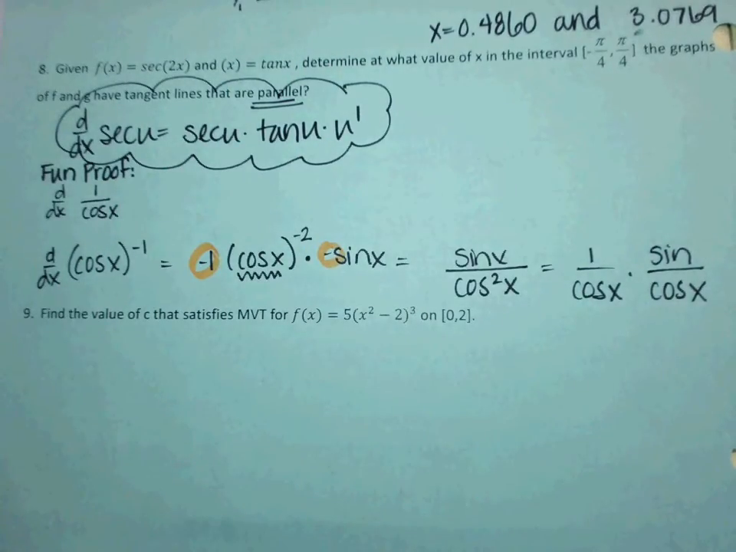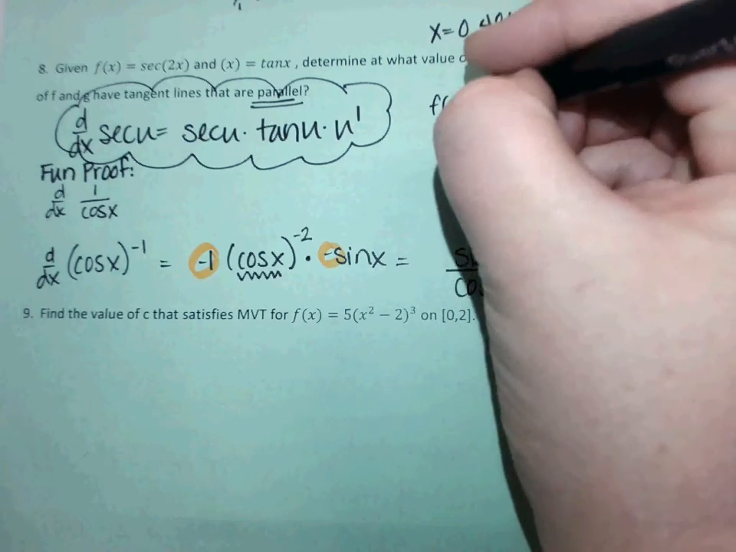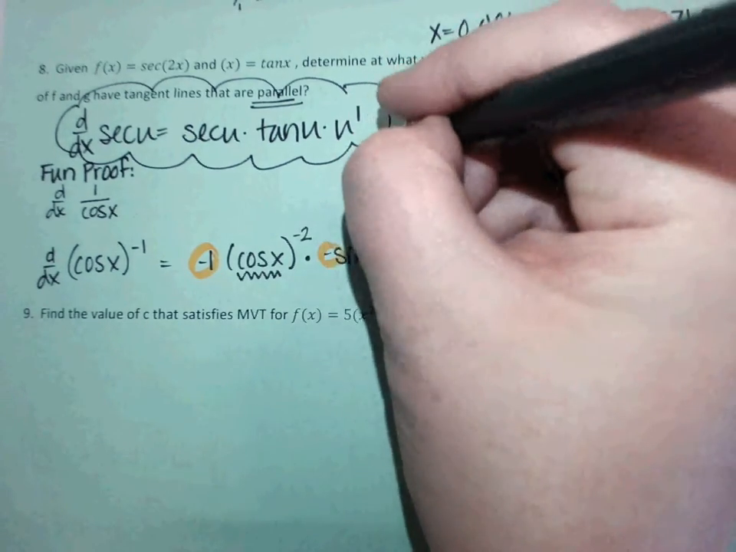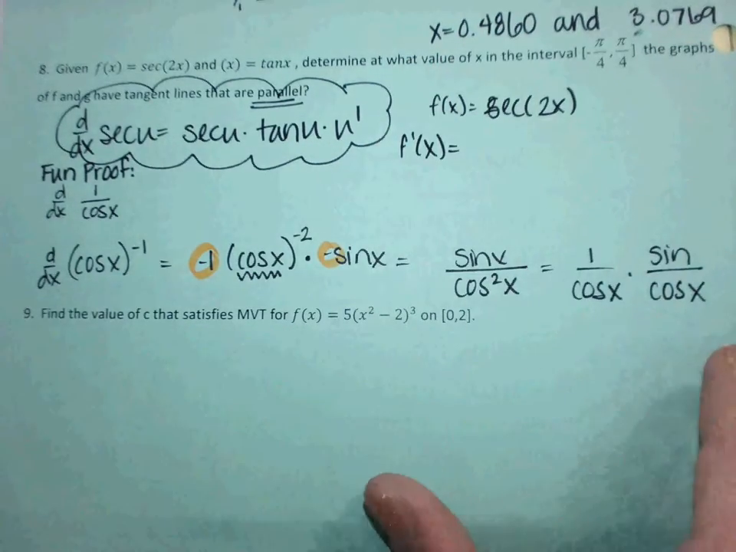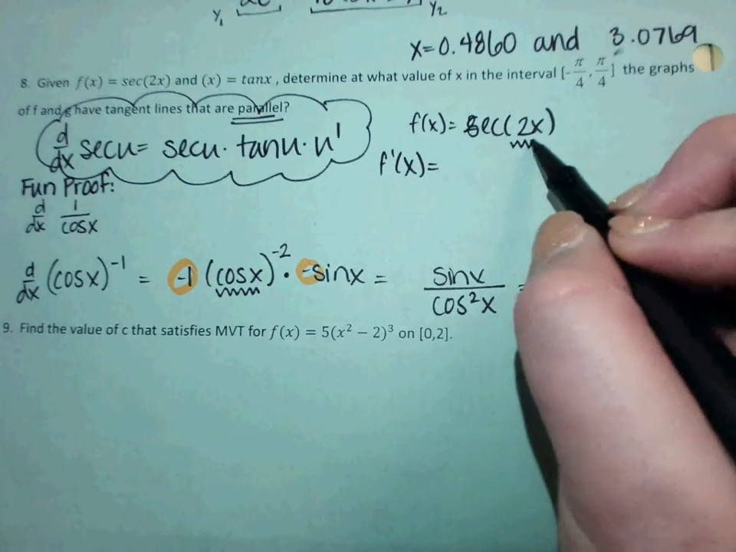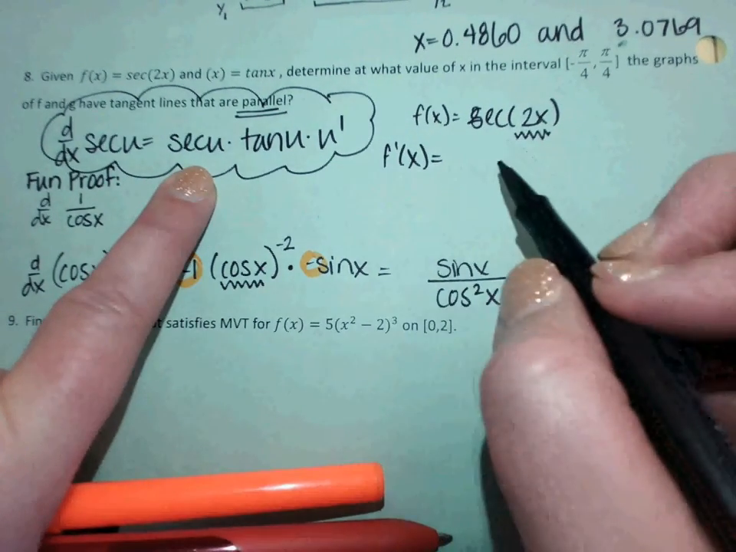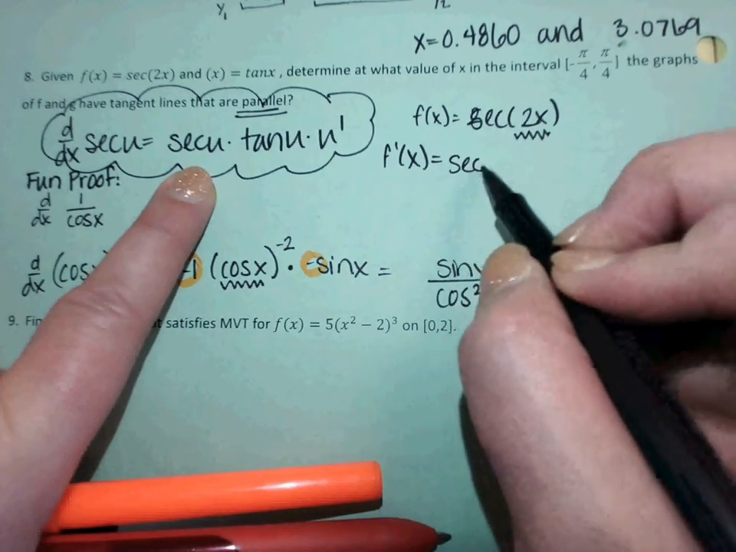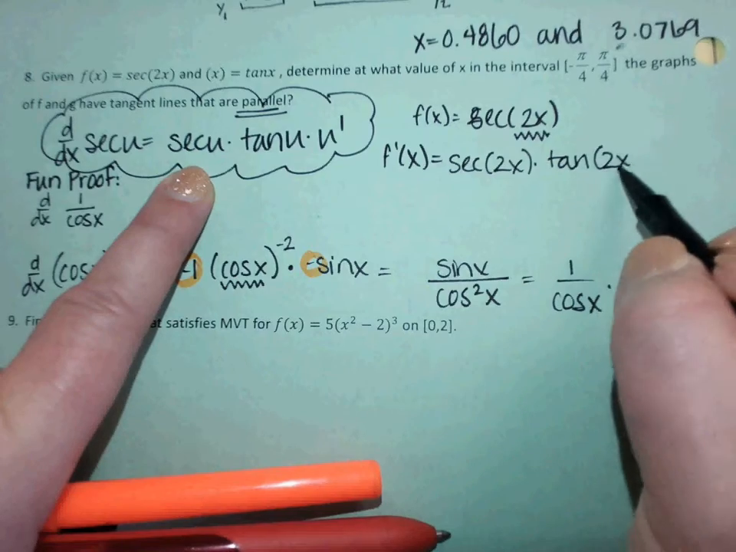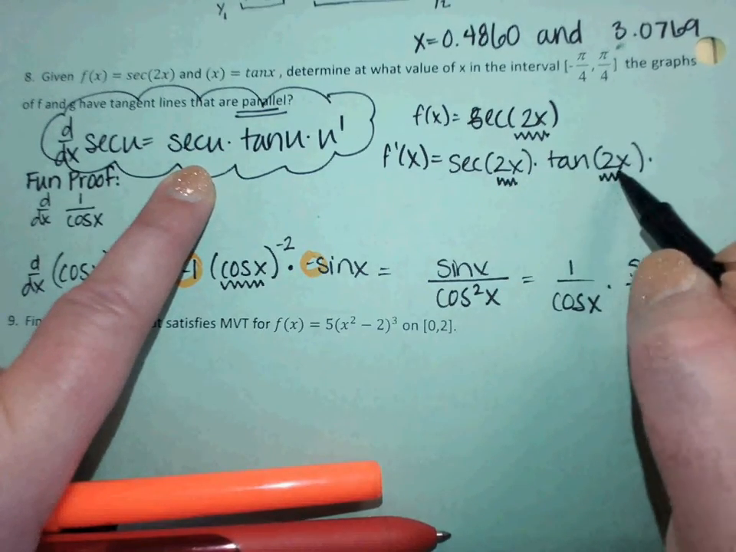So if my first function is secant 2x, what will f prime of x be? What's my u in that case? What's my core? 2x. So I'm following my rule here. The derivative of secant u tan u is now going to be secant 2x tan 2x, but then times what? What's the derivative of my core? Times 2.